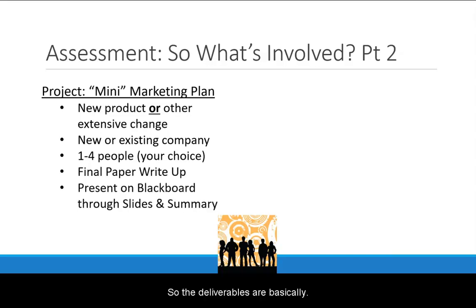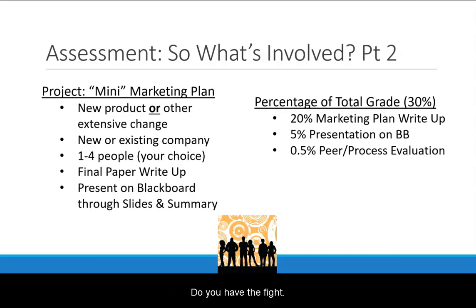So the deliverables basically go thusly. You'll have the final paper, a 20% write-up, about 15 pages double space, 7.5 pages single space of text. There's going to be a presentation you'll make through a set of slides and summary for 5%, and then 0.5% for an evaluation. It's peer if you're on a team, process if you work alone, a ratings table with a space for comments, and this is just for turning it in. A score might change if there are very concerning scores and comments for a teammate.